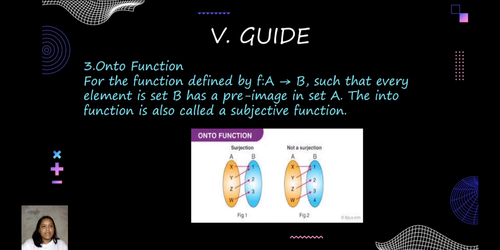Third, onto function. In an onto function, every element of the codomain is related to a domain element. For the function defined by f: A to B, every element in set B has a pre-image in set A. The onto function is also called a surjective function. The example is in the picture.